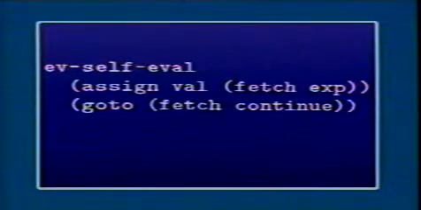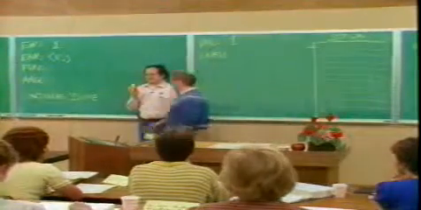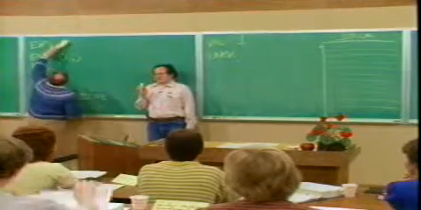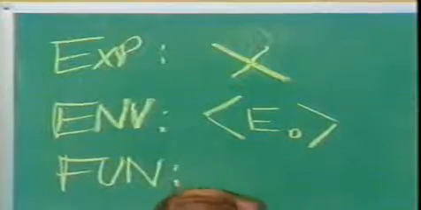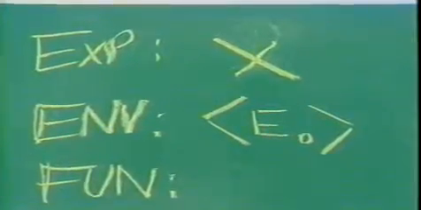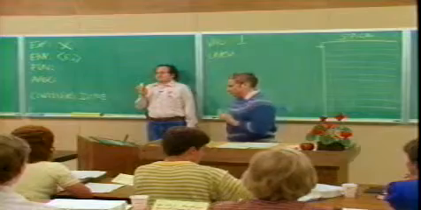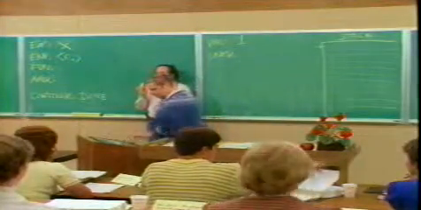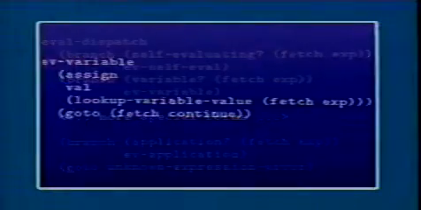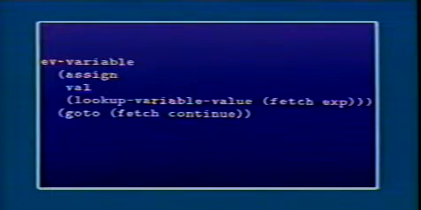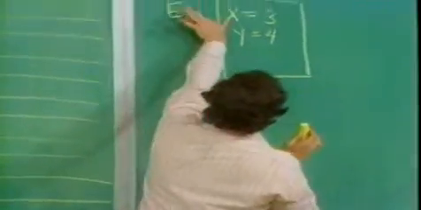Okay, let's try something harder. Let's reset the machine here. And we'll put x in the expression register. Start again at eval dispatch. Check. Is it self-evaluating? No. Is it a variable? Yes. We go off to ev variable. It says assign to val, look up the variable value in the expression register.